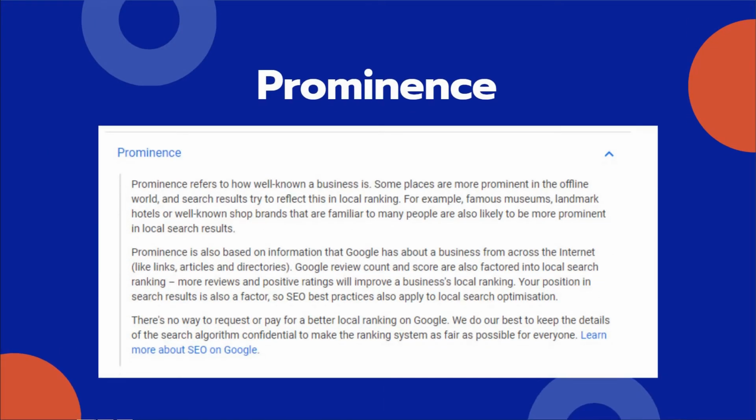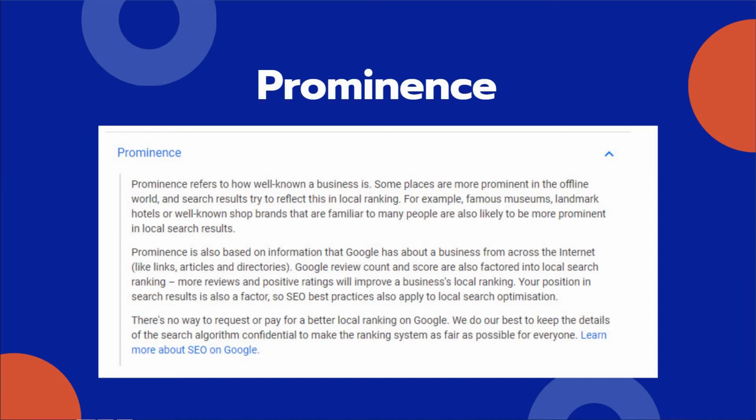So now Google's final major ranking factor, prominence. If this is done well, thankfully, this can negate some of the distance that we might have to fight against as a tradesperson with their business on Google My Business. Now, we'll have a look at what Google says here. Prominence refers to how well known a business is. Some places are more prominent in the offline world, and search results try and reflect this in the local ranking. For example, famous museums, landmark hotels, or well-known shop brands that are familiar to many people are also likely to be more prominent in local search results.